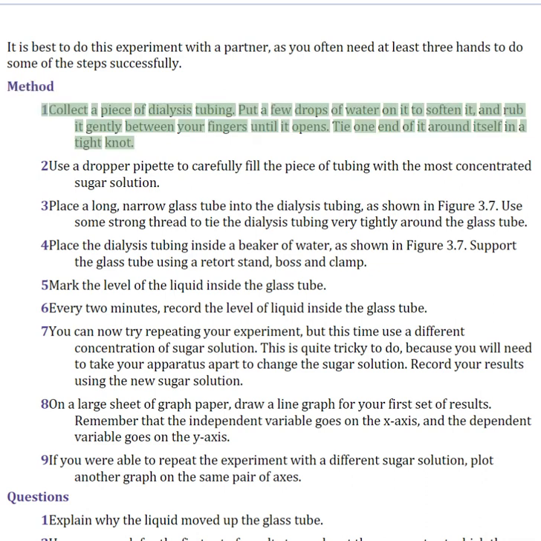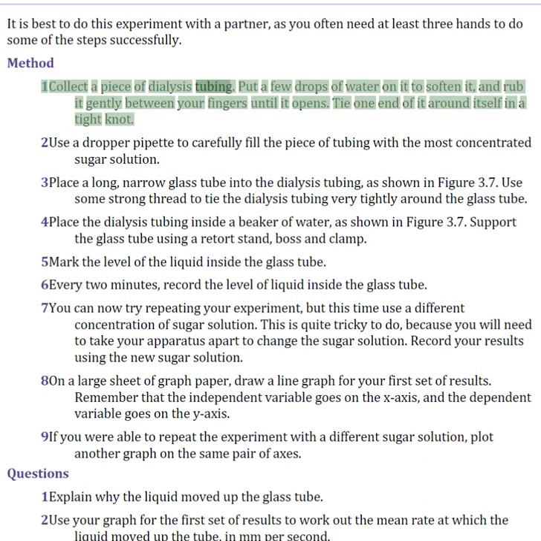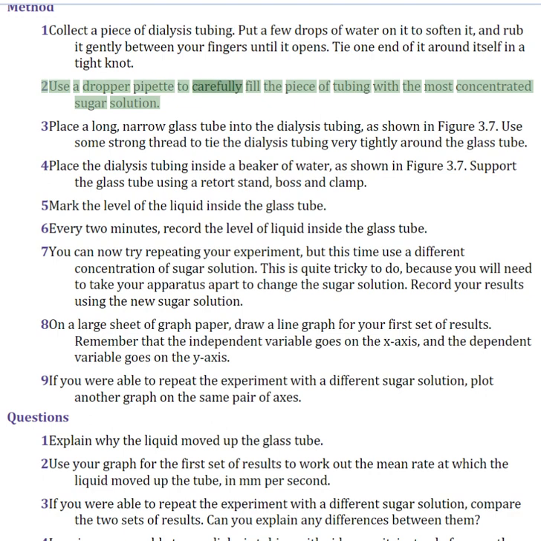Method. 1. Collect a piece of dialysis tubing. Put a few drops of water on it to soften it, and rub it gently between your fingers until it opens. Tie one end of it around itself in a tight knot. 2. Use a dropper pipette to carefully fill the piece of tubing with the most concentrated sugar solution.